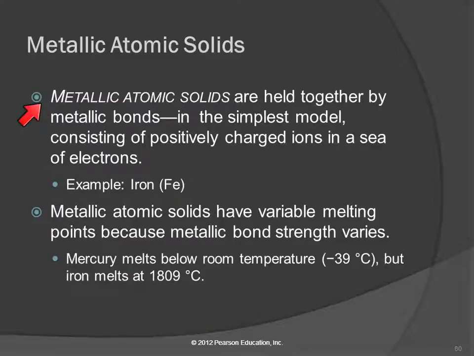So what is it that's holding metals together? It's not any of those intermolecular forces we talked about. They're called metallic bonds. And the simplest way to describe it is that you have positively charged ions in a sea of electrons. So we know that metals like to form cations. And so iron will form +2 or +3 ions. And then what happens with those electrons?